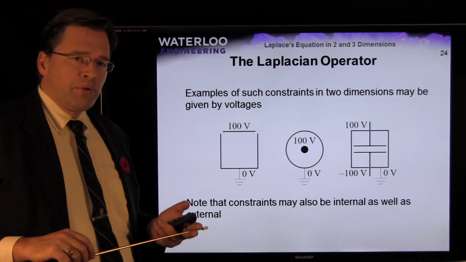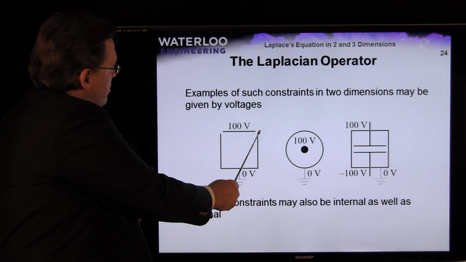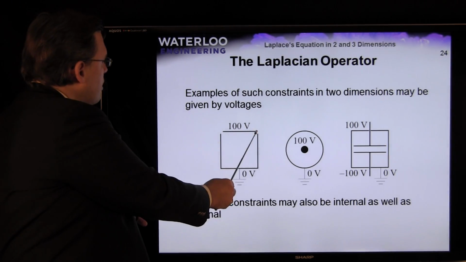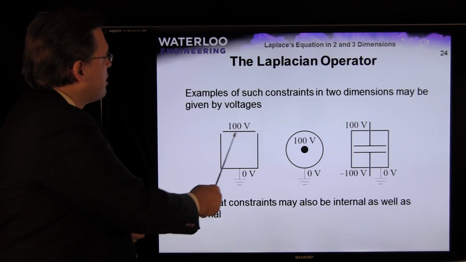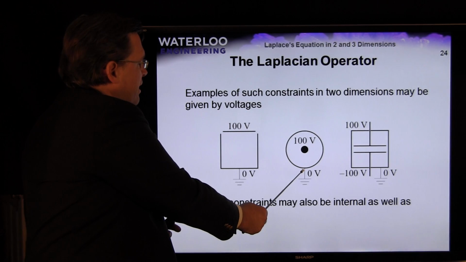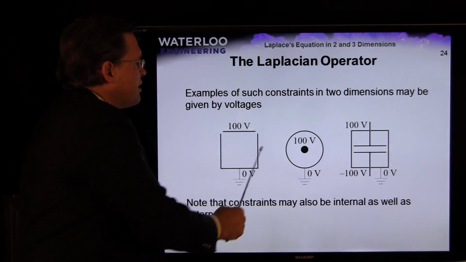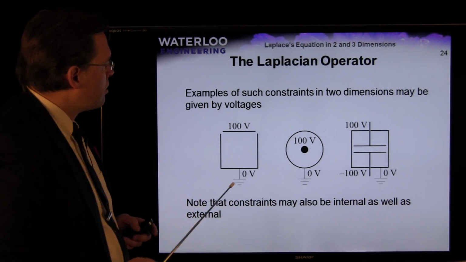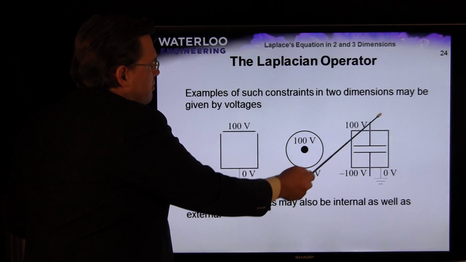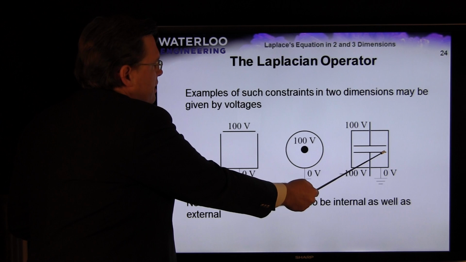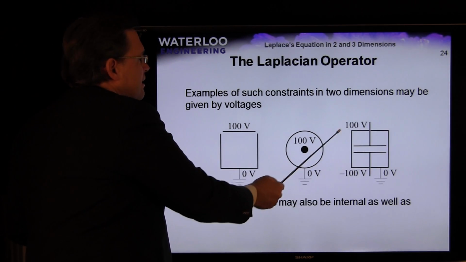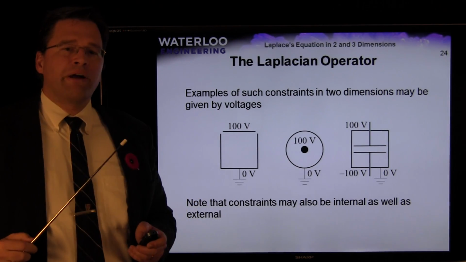Here's a few other examples. You could, for example, have a square on a plane. 3 of the sides are grounded, while this is at 100 volts. You could have a coaxial cable where the exterior is grounded and the interior is at 100 volts. Or you may have 2 thin films separated by a small distance, one at 100 volts, one at negative 100 volts, inside a container that is grounded.